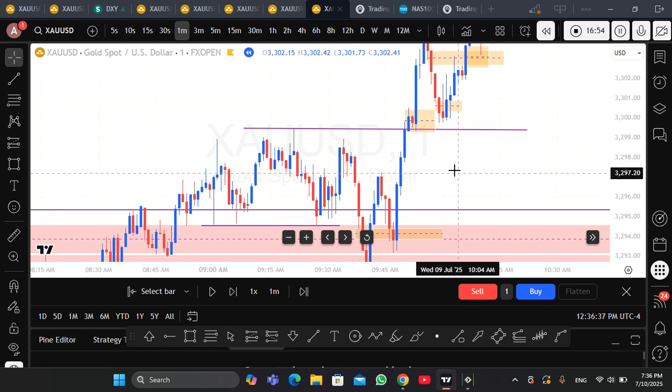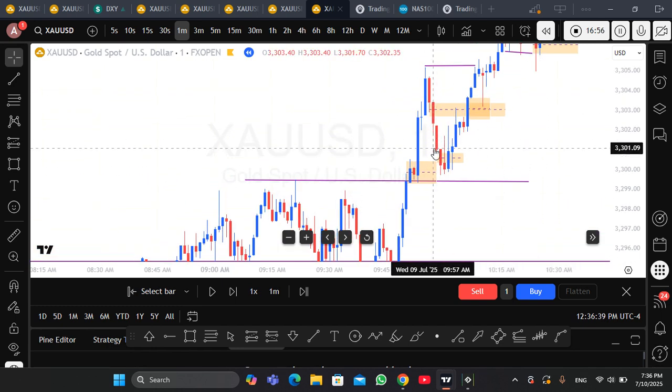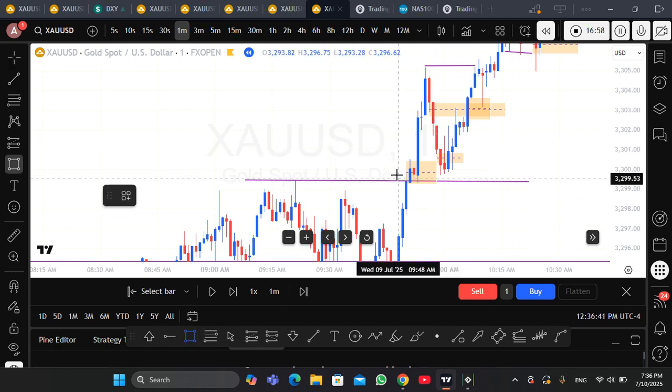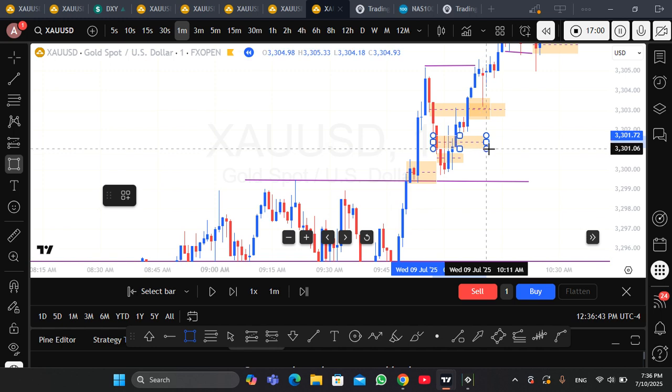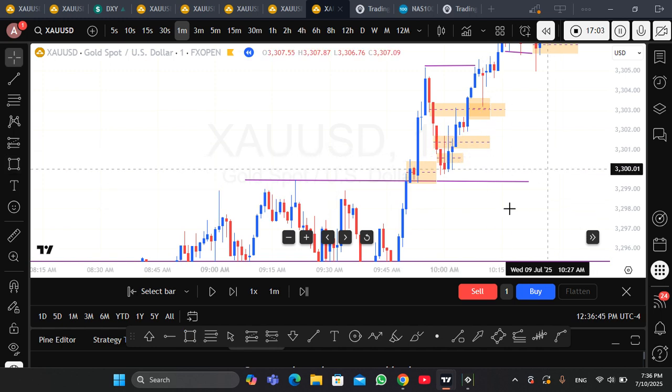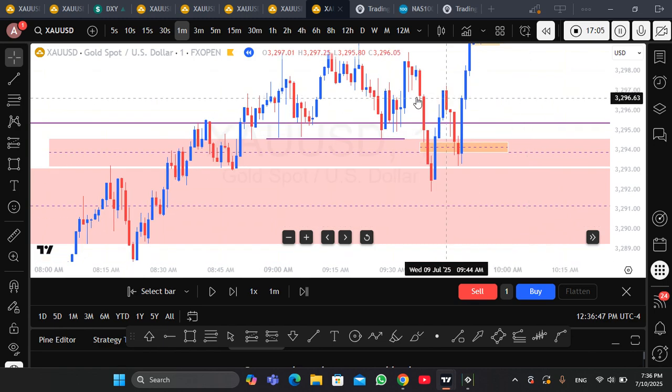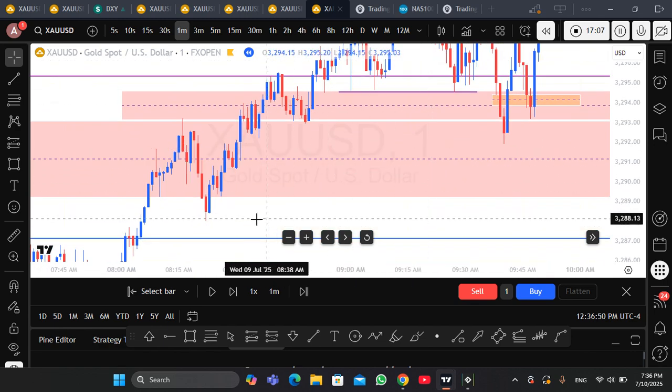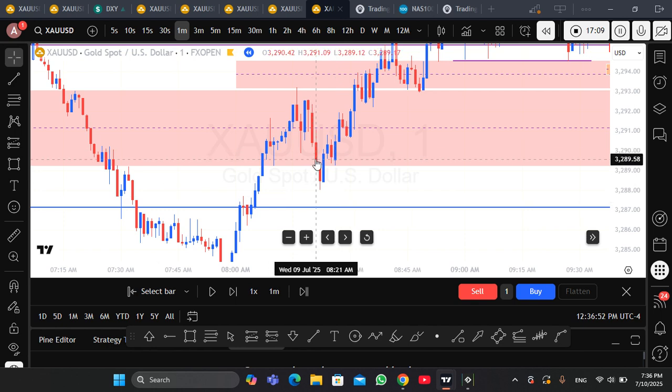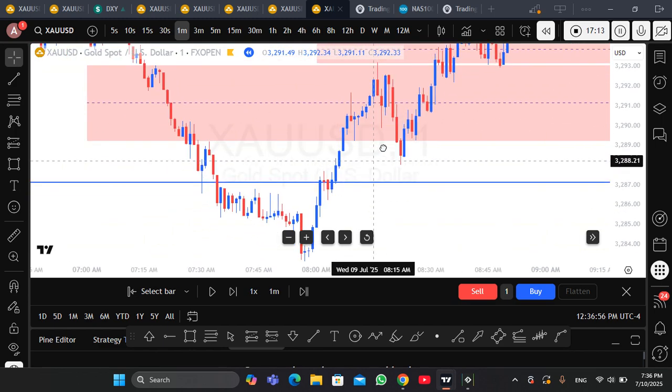Okay, this is an inverted fair value gap also. This is an inverted fair value gap also. All these are opportunities, very beautiful opportunities to enter the market. This is an inverted fair value gap, and you can see how it makes the price move upward.